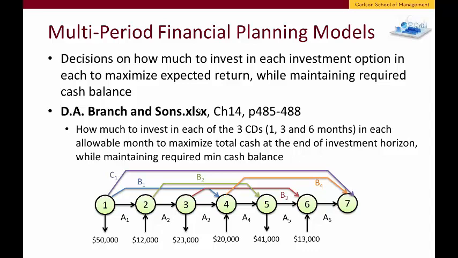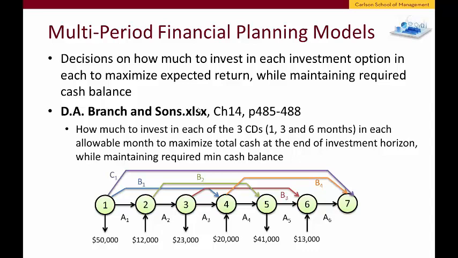DA here is faced with a decision on how much to invest in each of the 3 CDs, each with different 1, 3, and 6 months maturities, with the objective of maximizing total cash at hand at the end of the planning horizon, while, of course, maintaining the minimum required cash balance, which is specified in the book. Just like with the multi-period production models, it is often helpful to draw a chart of investment flows, since it makes it easier to visualize the cash flows and balances.